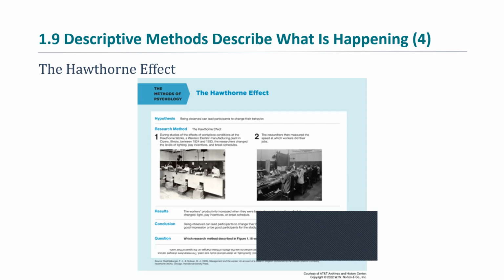And what we learned from the Hawthorne effect was that the workers were working faster not because of lighting or the pay incentives or the break schedules. They were working harder because they were being watched. And this is what's called the Hawthorne effect. In this example of reactivity, there is a change in behavior when you know you're being observed.